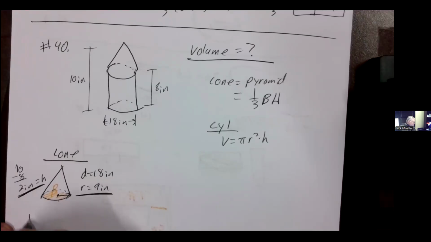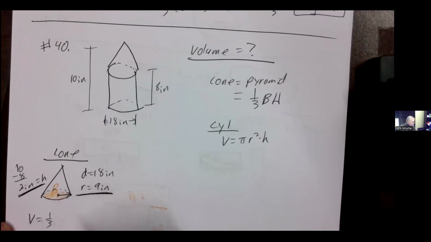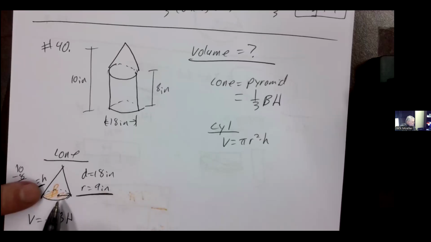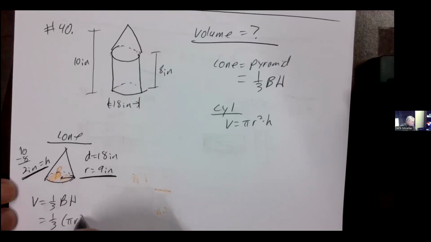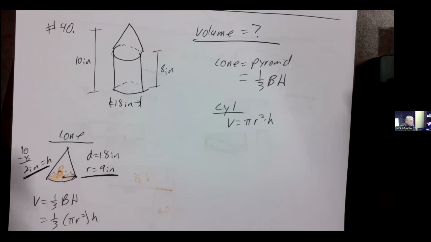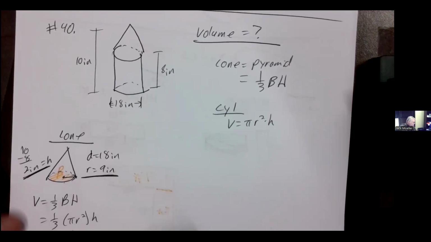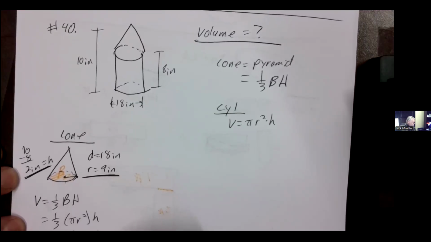Okay, so the volume of a cone, since it's a pyramid, is 1/3 capital B, or base area, times height. The base area, we're dealing with a circle, so the area of a circle is pi r squared. And then we want the height. Now it does say in terms of pi, so remember, leave pi as pi. Radius is 9. Height is 2.